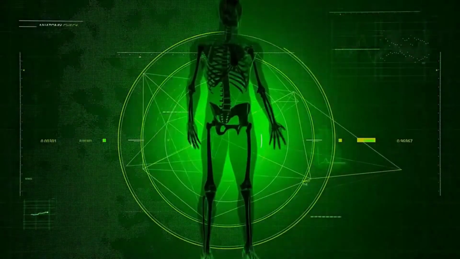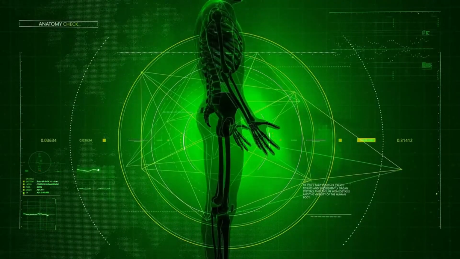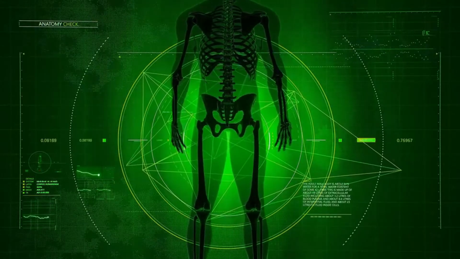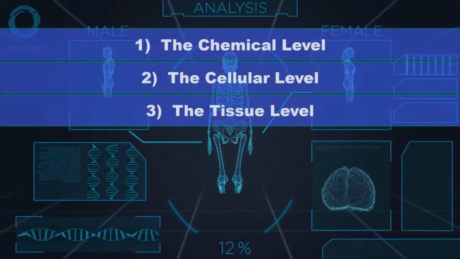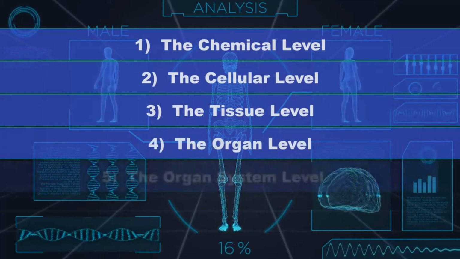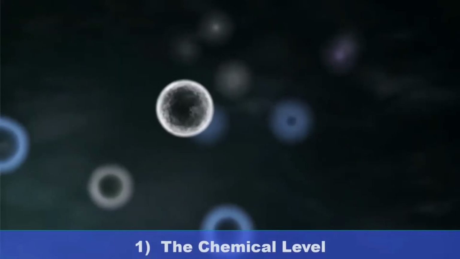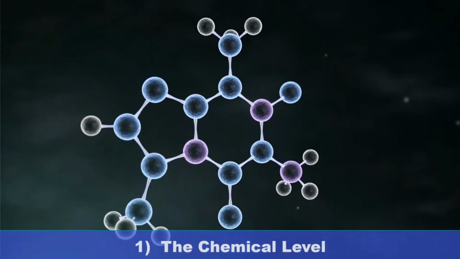When discussing the levels of structural organization of the human body, the organization is often discussed in terms of 6 distinct levels of increasing complexity, from the smallest chemical building blocks to a unique human organism. This includes the chemical level, the cellular level, the tissue level, the organ level, the organ system level, and the organism level.